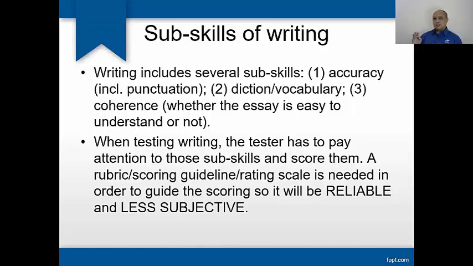People won't trust your score because they will say, "Oh, you are being too subjective when you score that piece of work." Now, in order to reduce or decrease the subjectivity, in order to minimize the subjectivity, you have to have a rubric or a scoring guideline or a rating scale. Okay. Now let's go to the example.